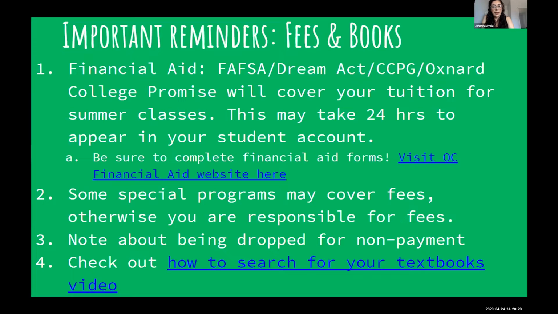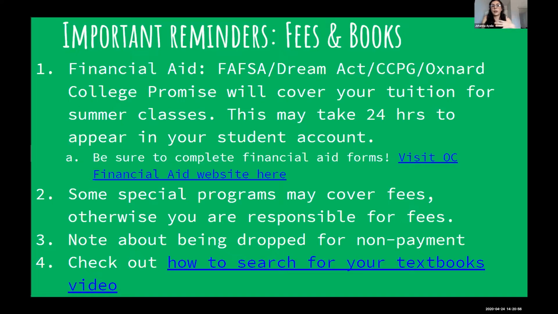And one of the last things, important reminders: fees and books, financial aid, FAFSA, DREAM Act, CCPG, Oxnard College Promise will cover your tuition for summer classes. So this may take 24 hours to appear in your student account. It's really important to make sure that you're filling all the requirements out. That's one of the things that I've been noticing.